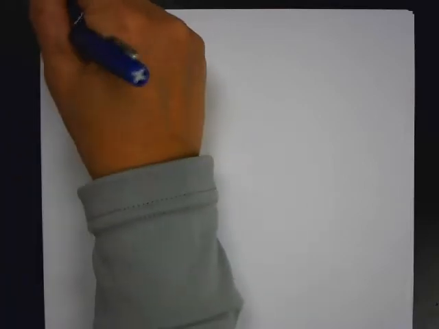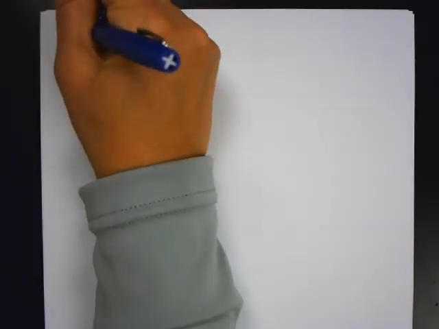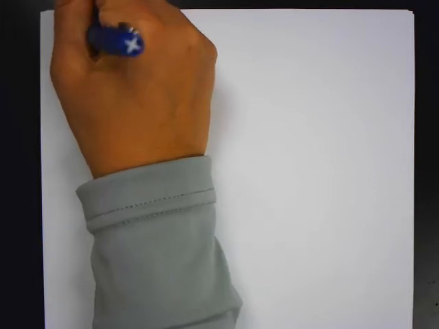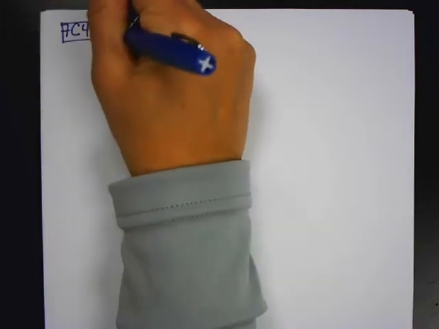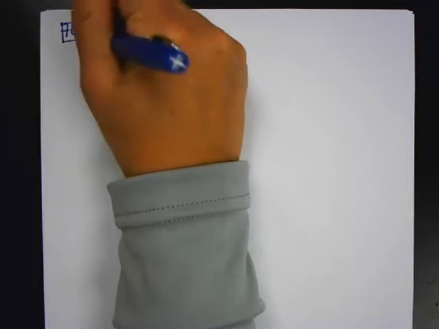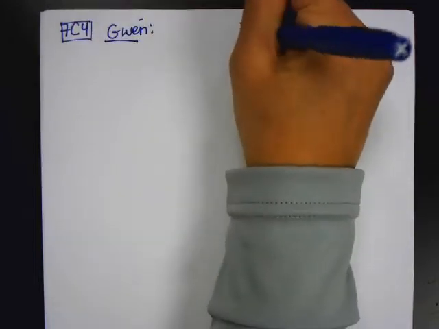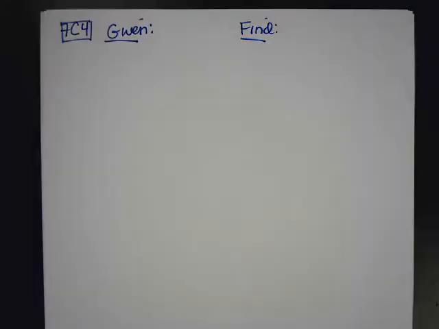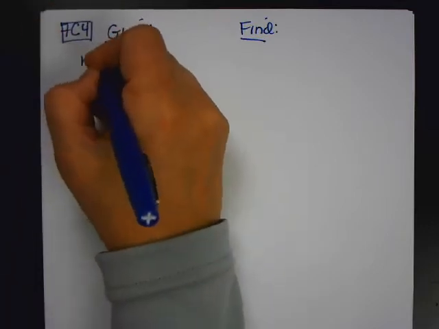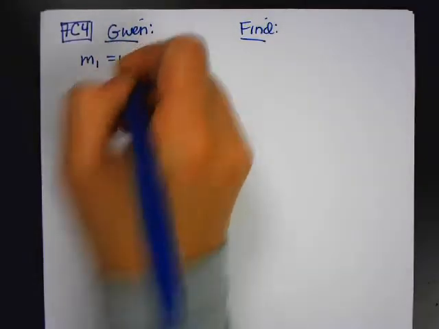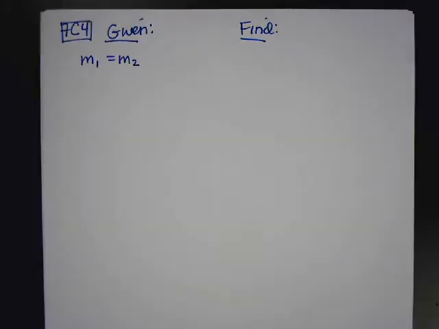All right, so we're going to do Chapter 7, Practice C, Problem 4. So we're going to write our given, and we're going to write our find. We're going to chunk. So it says two satellites of equal mass. If their masses are equal, that means that M1 is equal to M2. And that's important. I'm going to write that down.